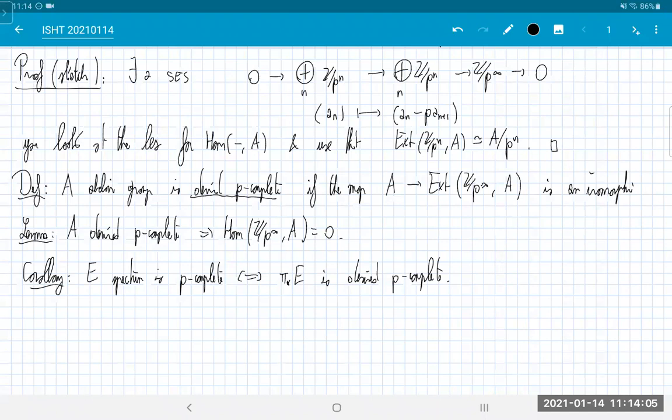So let me do the proof of the lemma. Maybe, yeah, I think I have time to do that and the fracture square. Hopefully.